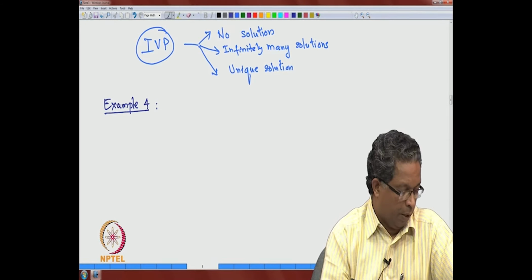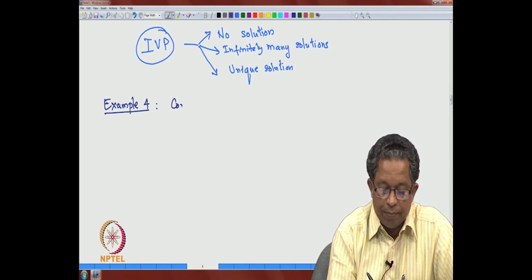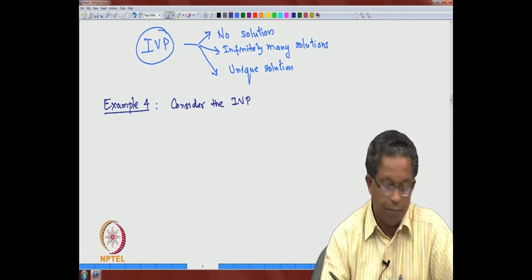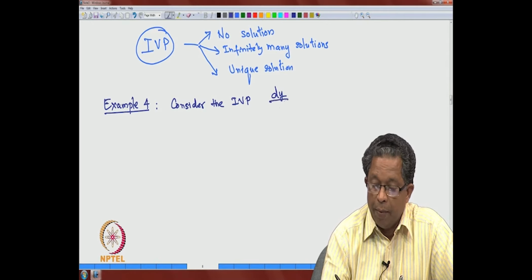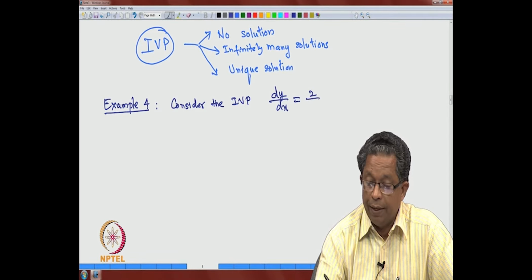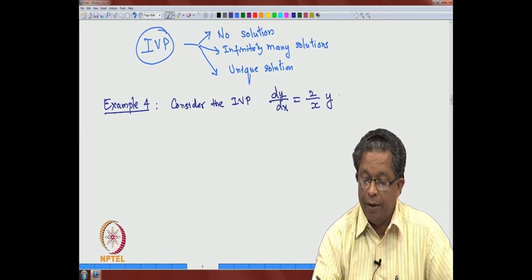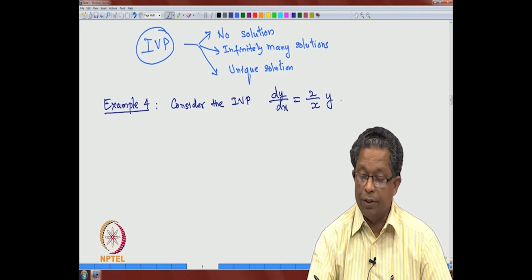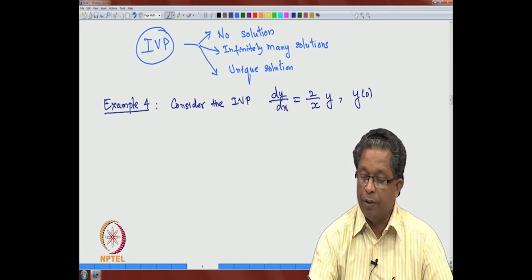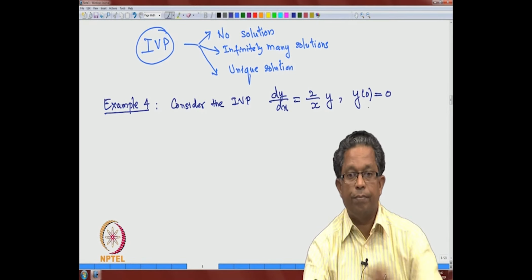we take a few more examples. So consider the initial value problem, say dy by dx is equal to 2 by x y, with an initial condition y at 0 is 0.